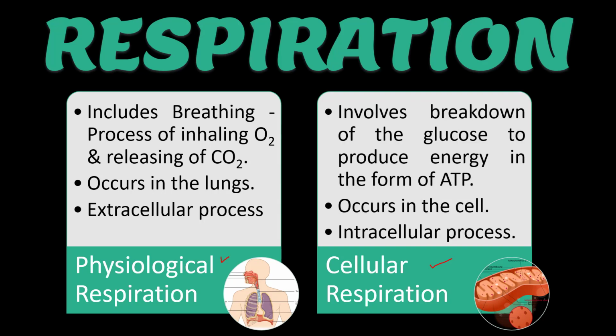When we talk about cellular respiration, it involves the breakdown or oxidation of the glucose to produce energy in the form of ATP, either in presence of the oxygen or in the absence of the oxygen. And thereby we have, you might be knowing, aerobic and anaerobic respiration. Now this process occurs in the cell and it is an intracellular process. The different phases of the cellular respiration, some of them occur in the cytoplasm while the remaining occur in the mitochondria.